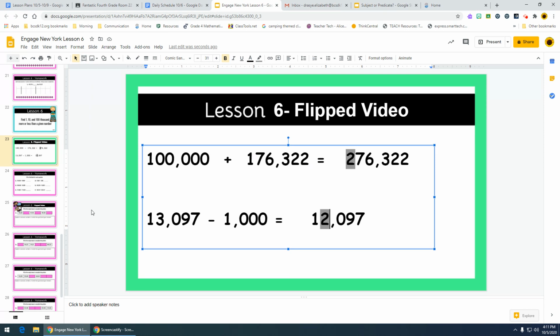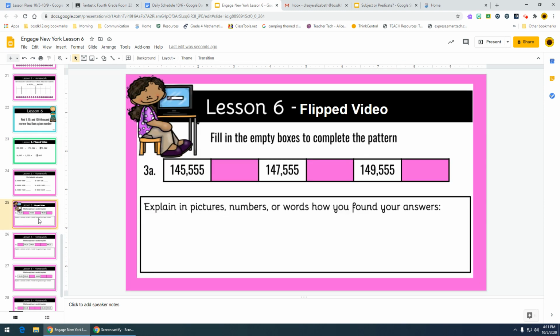We are also going to be working on patterns. So let's look at this first pattern. I have 145,555. A number is going to go in the pink spot, and then I have 147,555. I have another pink spot, and then I have 149,555, and then my last pink spot. And I need to fill in these empty spots.